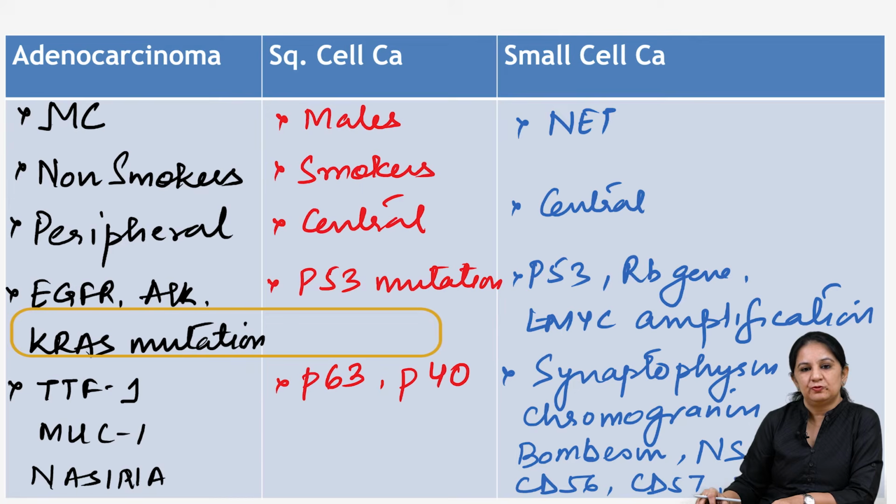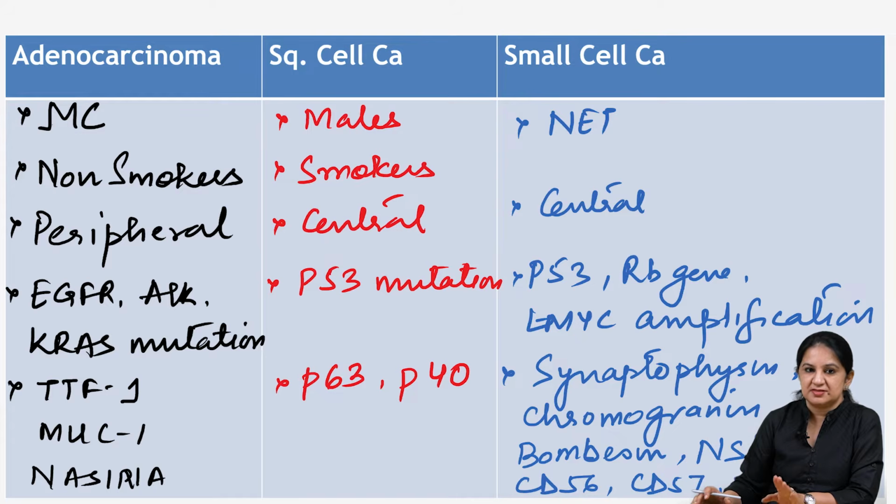Let's see why we have ruled out the other options. See, adenocarcinoma, we know it is the most common lung cancer after lung metastasis, right? Then it is also found in non-smokers, the location is peripheral, and the pathogenesis there is EGFR, ALK mutation and KRAS mutation. Adenocarcinoma is where you will see TTF1, MUC1 and napsin A positivity.